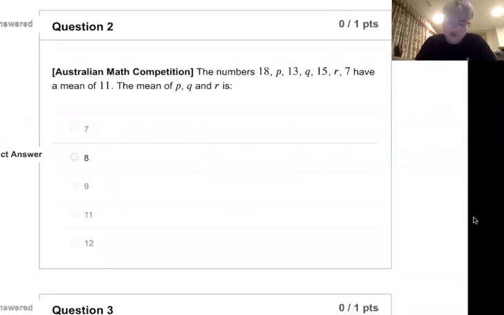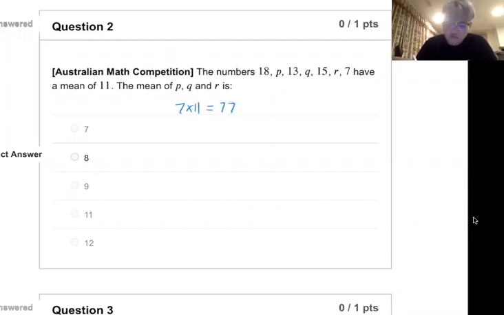Question number 2. The numbers 18, p, 13, q, 15, r, 7 have a mean of 11. The mean of p, q, and r is? So we have 7 numbers here, which have a mean of 11. Mean means the same as average. Therefore, the total will be 7 times 11, which gives us 77.